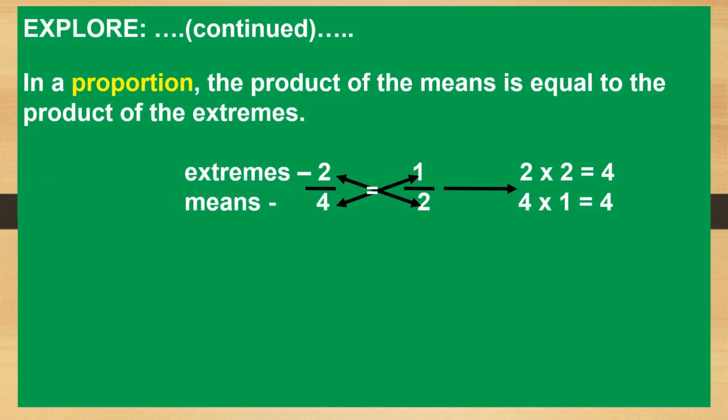Example. Based from our example a while ago, extremes, that is first and fourth. So that is 2 times 2, which is 4. Means: 4 times 1 is 4. So they have the same product. That means they are proportion. So we call this proportion. Again, in proportion, the product of the means and the extremes are the same. That's why they are called proportion.